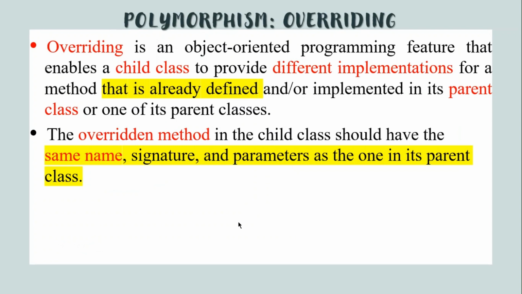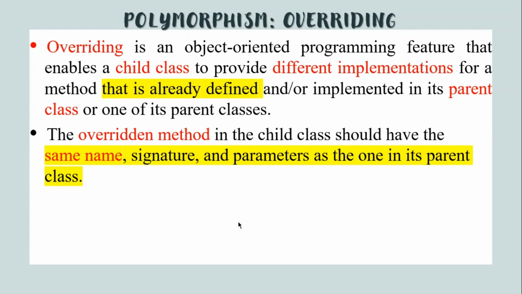Overriding is an object-oriented programming feature that enables a child class to provide a different implementation for a method that is already defined or implemented in its parent class or one of its parent classes. The overridden method in the child class should have the same name, signature, and parameters as the one in its parent class. This is how we differentiate between overriding and overloading. In overriding, the relationship is between the superclass and the subclass, so the subclass can provide another implementation for the same method that is defined in the superclass. So this is called overriding.